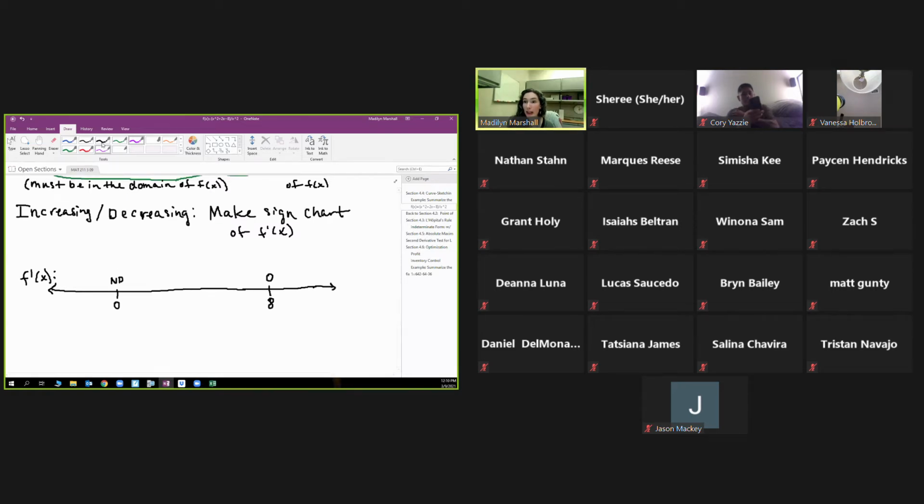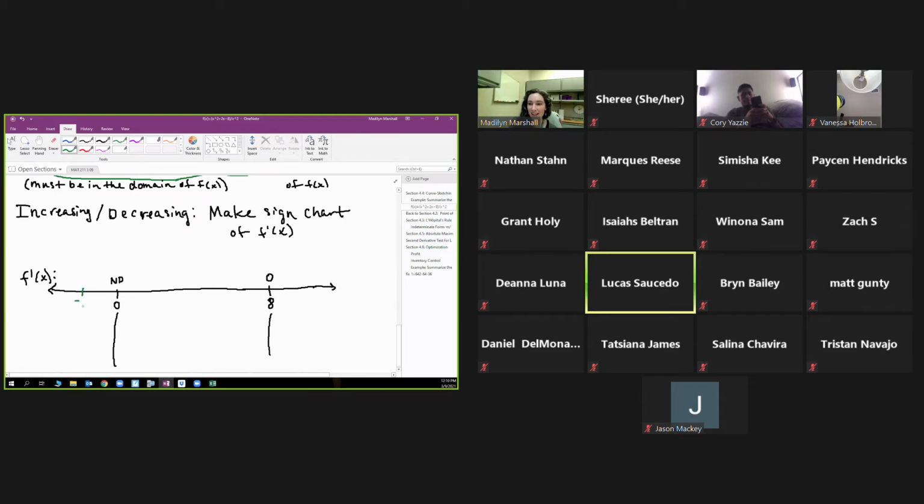So our sign chart is really just plugging and chugging. We're going to take a test number from each of these sections and plug it into f prime to see whether it's positive or negative. Negative 1, 1, and 10, I like those ideas. We can't use 0 here because 0 is one of our partition numbers, but other easy numbers are -1, 1, and 10.